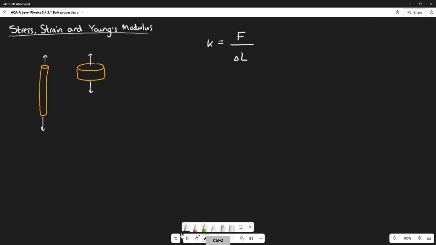So the improvements made are that instead of force, we now have force applied per cross-sectional area. This means that a wide material is now comparable to a narrow material. And instead of extension, we now have extension as a fraction of the original length, which means that a short material can now be compared to a longer material. And the only variable left is what the object is made from.